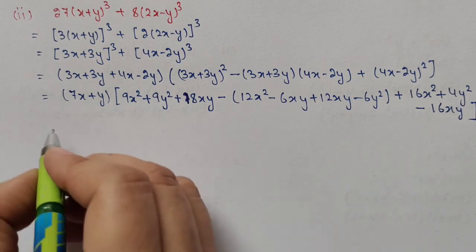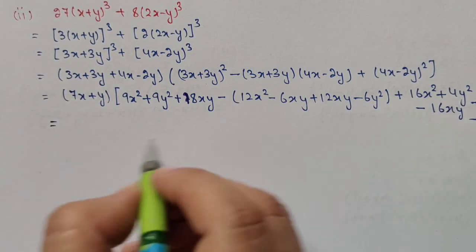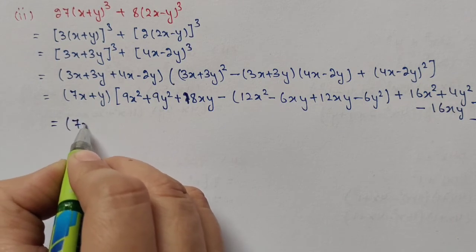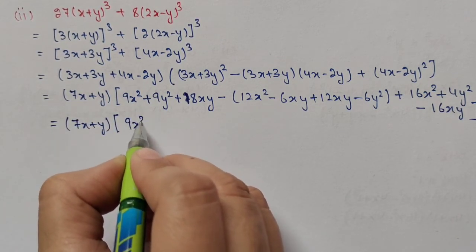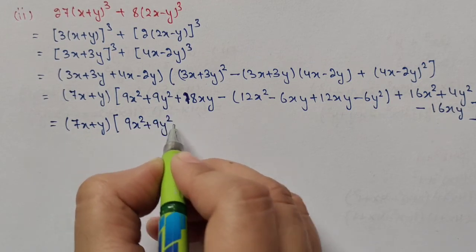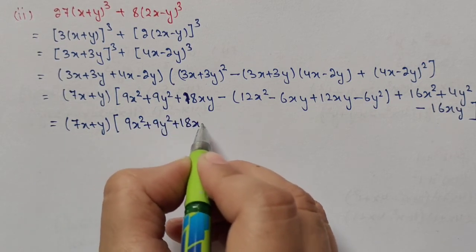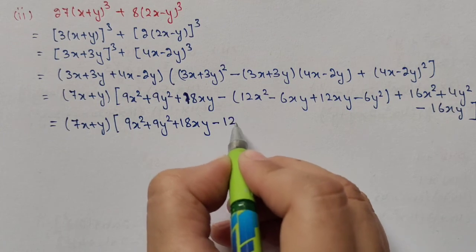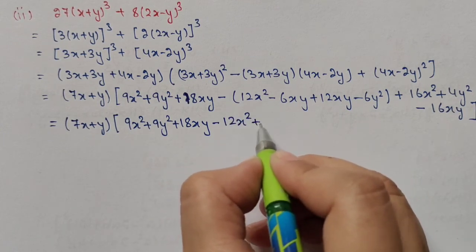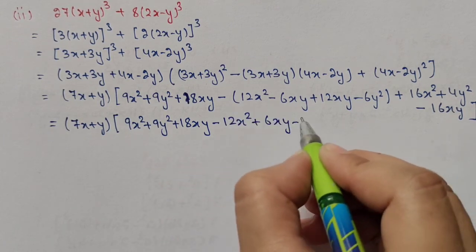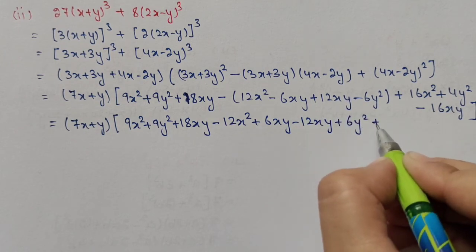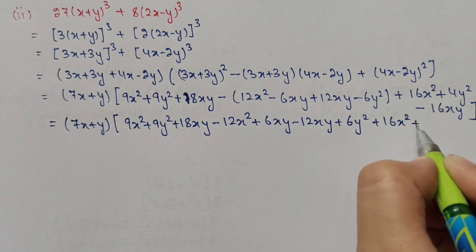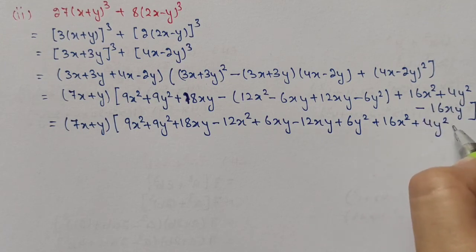Now we will remove everything, removing this bracket: 9x² + 9y² + 18xy − 12x² + 6xy − 12xy + 6y² + 16x² + 4y² − 16xy.